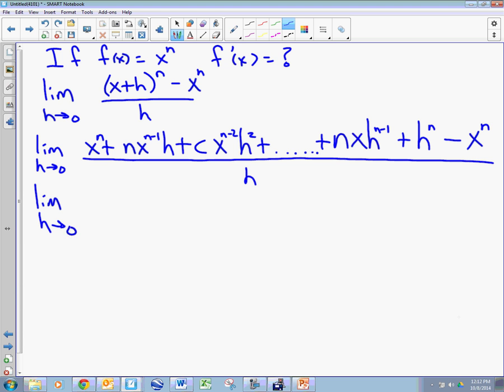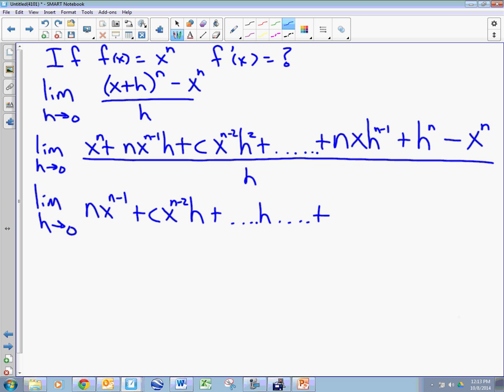What cancels? The x to the n's, and then I can divide off an h from the rest. So I'm going to do that right now. Everybody see that the x to the n's cancel. Then let's divide off the h. So I will be left with n times x to the n minus 1. Does it have an h anymore? No. Plus a constant times x to the n minus 2 times h, plus a bunch of stuff that all have an h in it, right? So I'll just remind us that they all have h's in them somewhere.